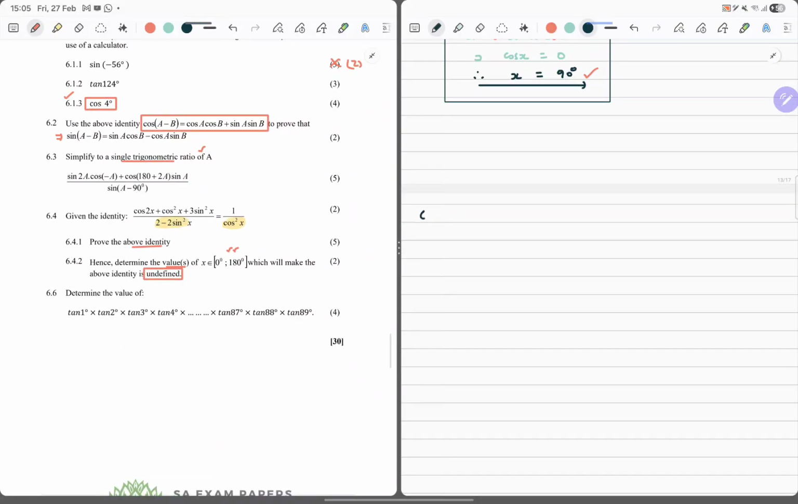Let's look at 6.6. 6.6 says determine the value of. Now this looks familiar.